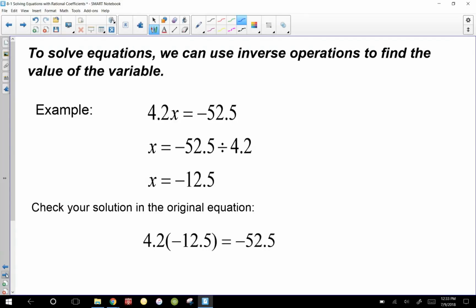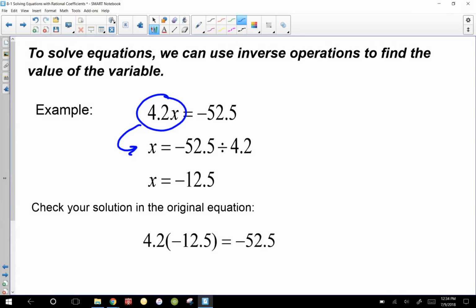So to solve equations, we're going to use the inverse operations to find the value of the variable. So in this example, we have 4.2x equals negative 52.5. That means 4.2 times x equals negative 52.5. So we're going to use the inverse operation, or the opposite operation of multiplication. Since this is multiplication right here, we're going to use division to write an equivalent equation. Now, this equation right here is equivalent because x is the same value in both of these, using the fact families we just learned on the last screen.